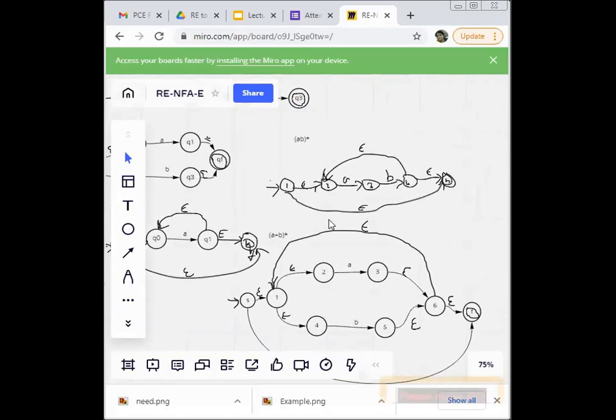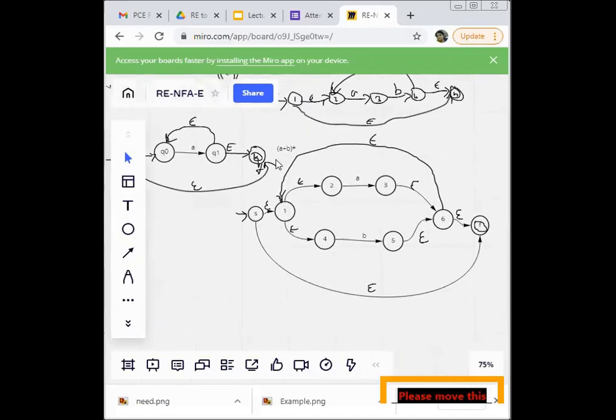Then we saw AB star. What did we do? Instead of this A, we kept this AB. We placed this AB instead of A, and the remaining as it is. Again, the same thing for A or B whole star. Instead of A star, this A, what did we place? We placed A or B. So we got A or B whole star.